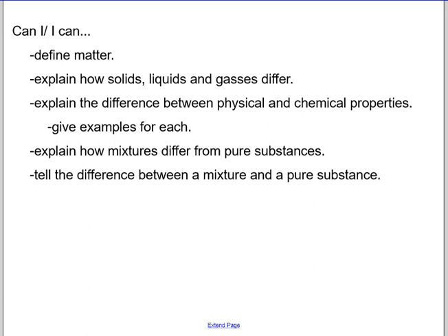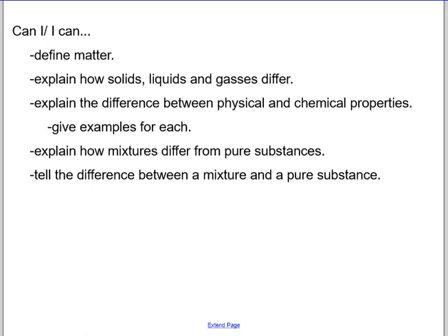You should also be able to explain how solids, liquids, and gases differ in terms of how close the particles are and how fast they're moving. You should tell the difference between a physical and a chemical property, explain how mixtures differ from pure substances, and how you can tell the difference between a mixture and a pure substance.